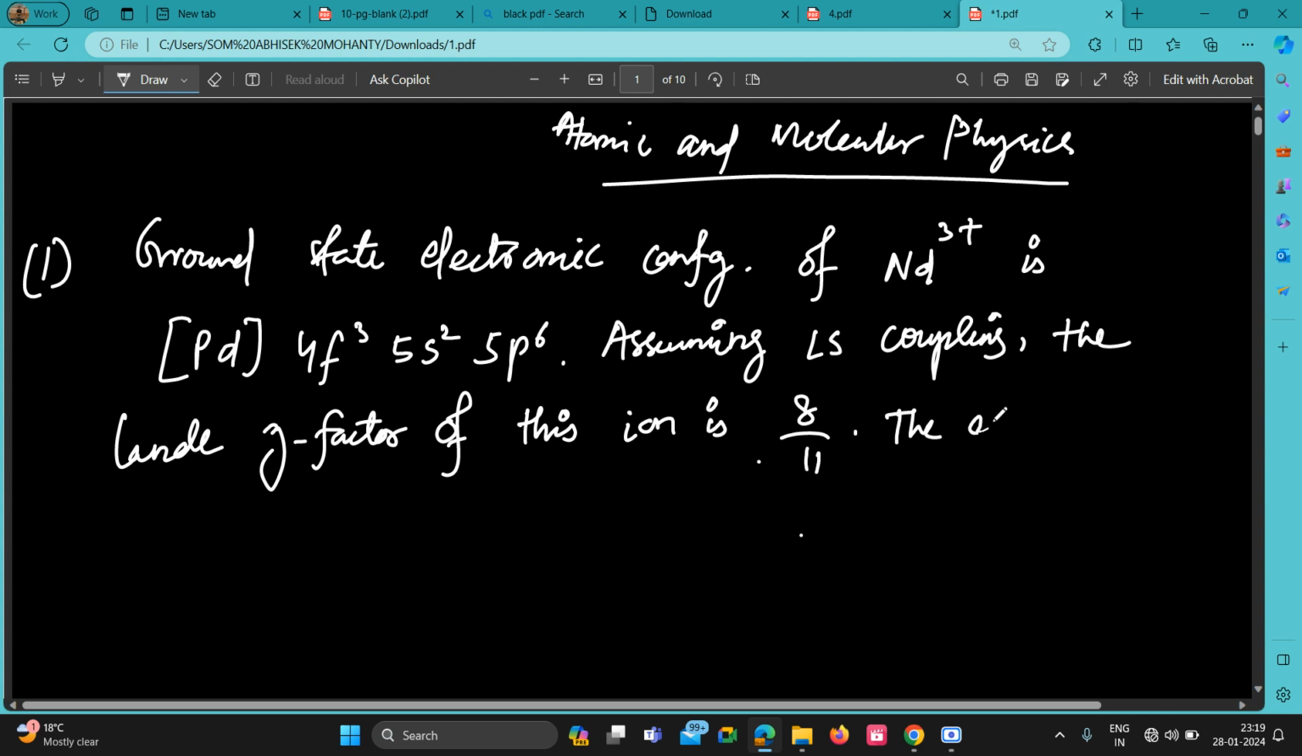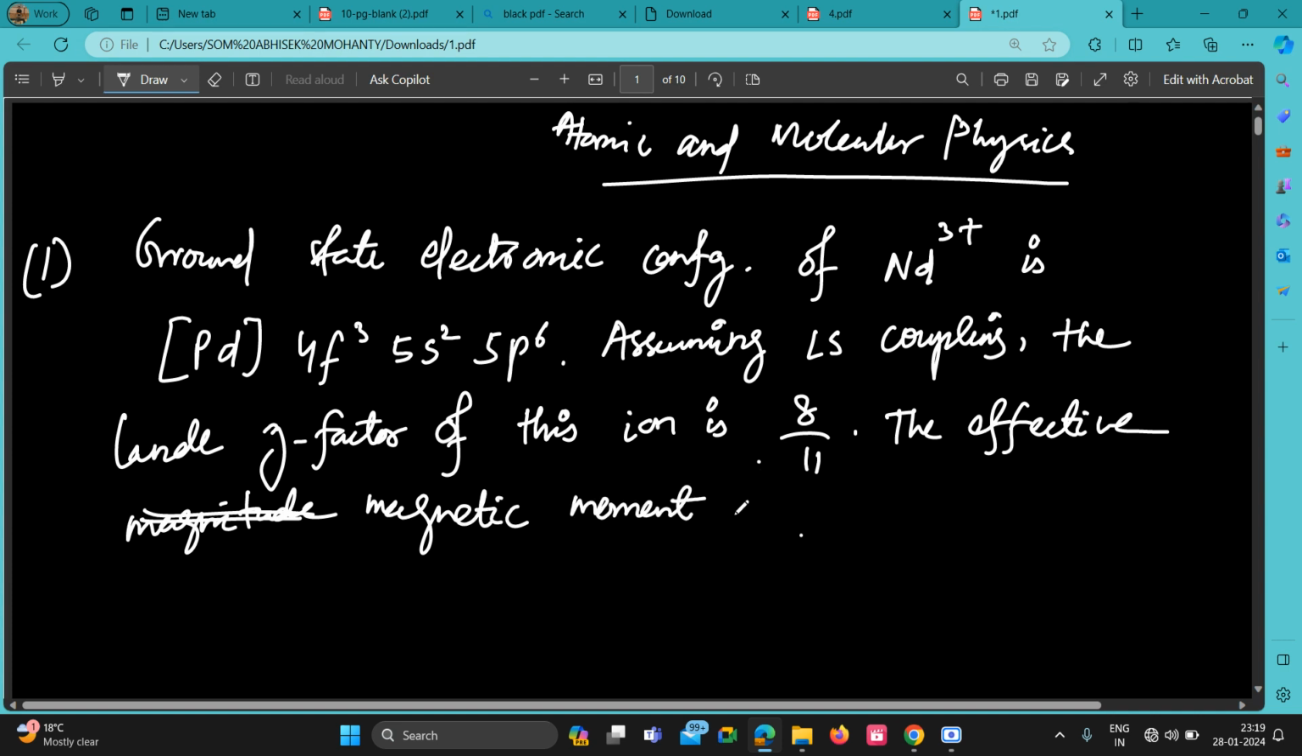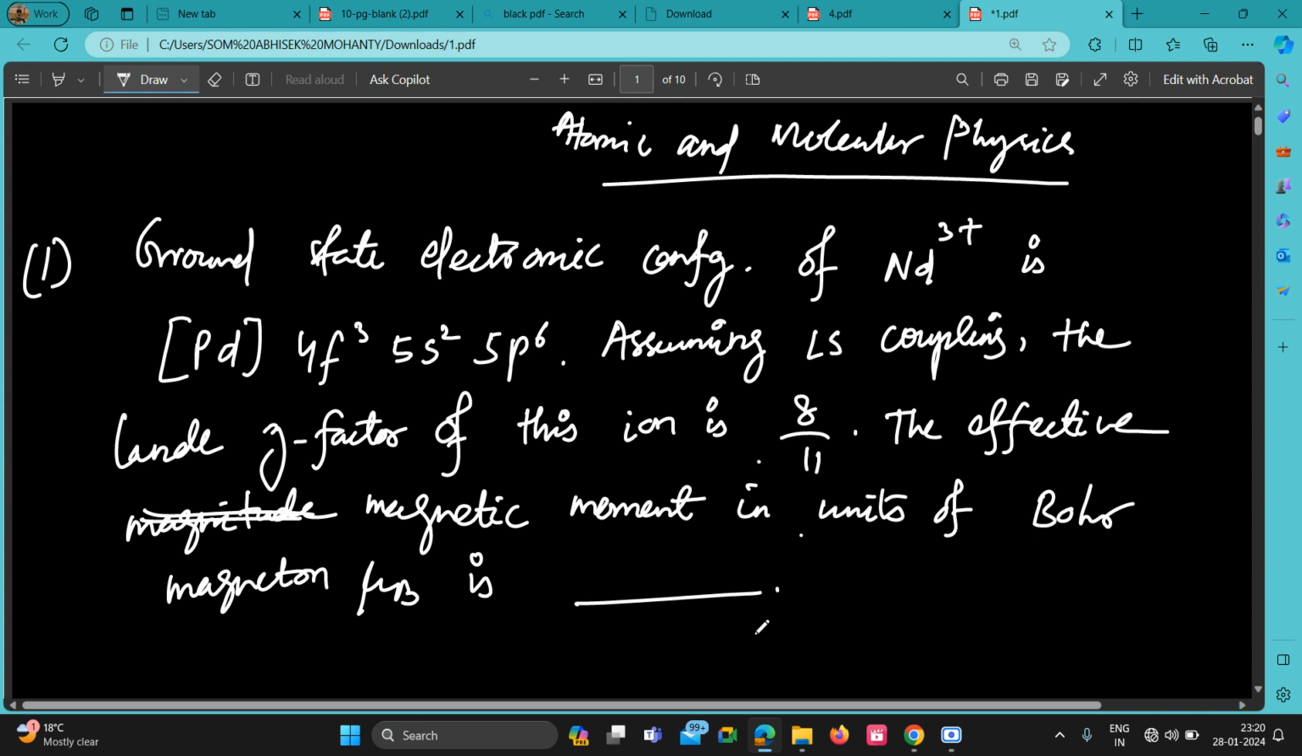The effective magnetic moment in units of Bohr magneton, mu B, is how much? This is the question, GATE 2019. Ground state electronic configuration of Nd3+ is [Pd] 4f3 5s2 5p6. Assuming LS coupling, the Landé g factor of this ion is 8 by 11. The effective magnetic moment in units of Bohr magneton may be used.